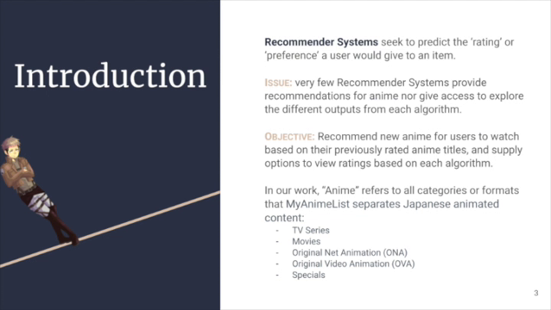For this work's purposes, anime refers to all categories or formats that MyAnimeList separates Japanese animated content into. We will use 5 algorithms to compute ratings by users and recommendations for users, which we will go into further later on. We use the program RStudio to manipulate our data, create models, and generate recommendations. This allows us to analyze algorithms for error and compare how each algorithm performed against one another.